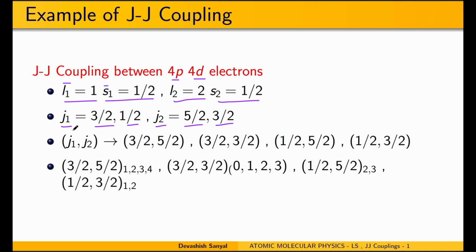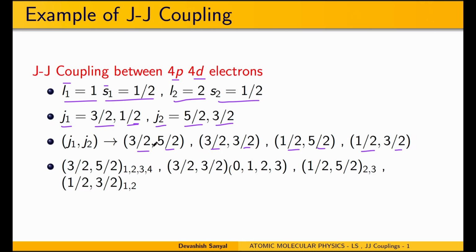So now J1 and J2: this combination gives these combinations: 3/2 and 5/2, 3/2 and 3/2, then 1/2 and 5/2, and then 1/2 and 3/2. So these are the four main splittings we are getting here.